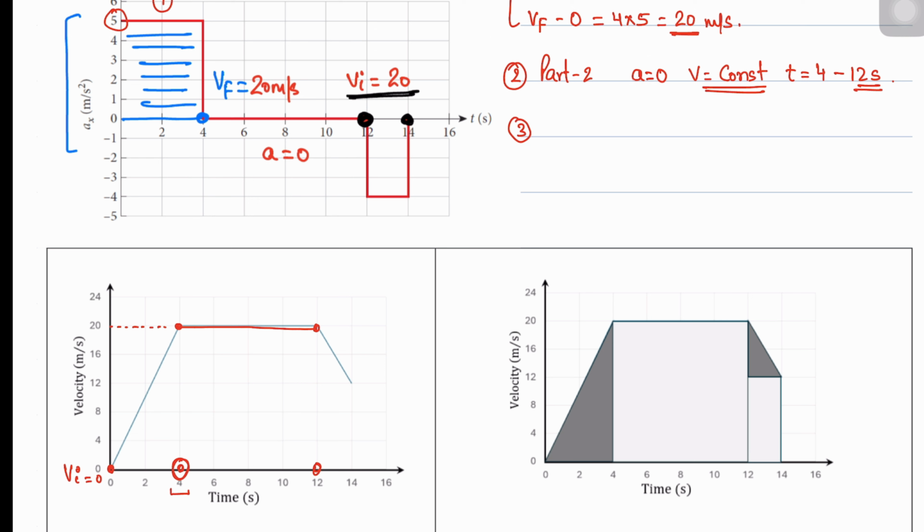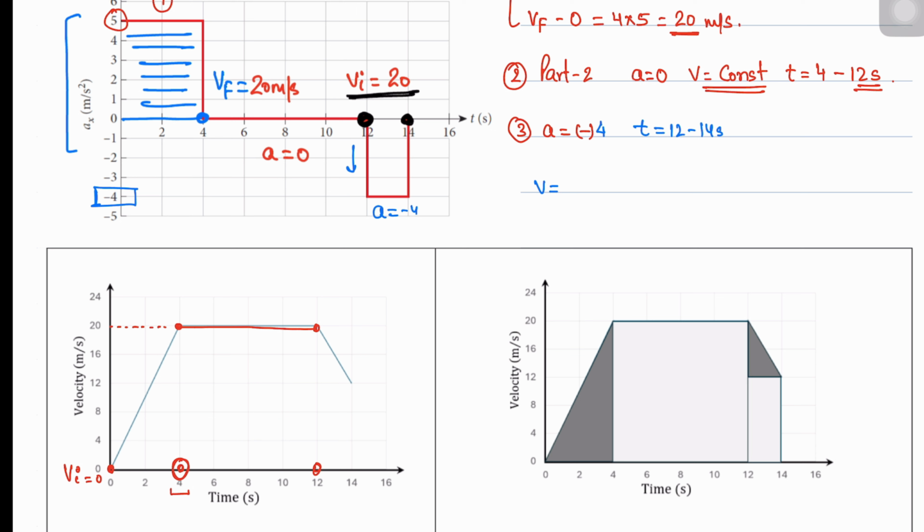In part number 3, we observe acceleration is negative. It is going down. Yes or no? So you can observe the value negative 4. Acceleration is negative 4. And time range is 12 to 14 second. So what should be the velocity? So okay, find the velocity. Just check the velocity.